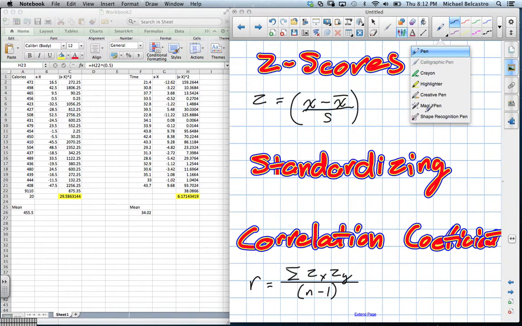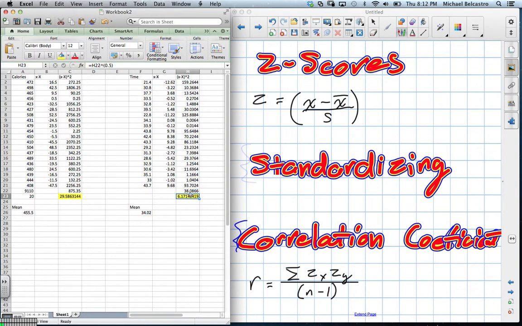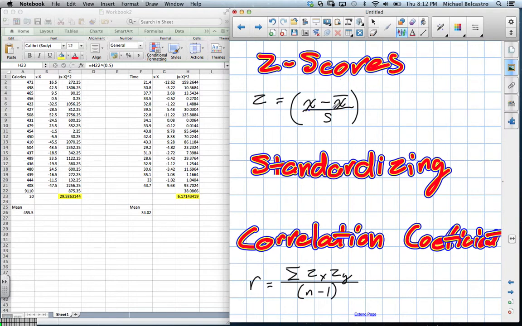All right, the next thing we're going to go over is z-scores. We'll talk about standardization on a graph, and we'll calculate the correlation coefficient. Now, we just did standardization, so we've got our two standard deviations here, right? A z-score: we take each piece of data, subtract the mean, and then divide by the standard deviation.